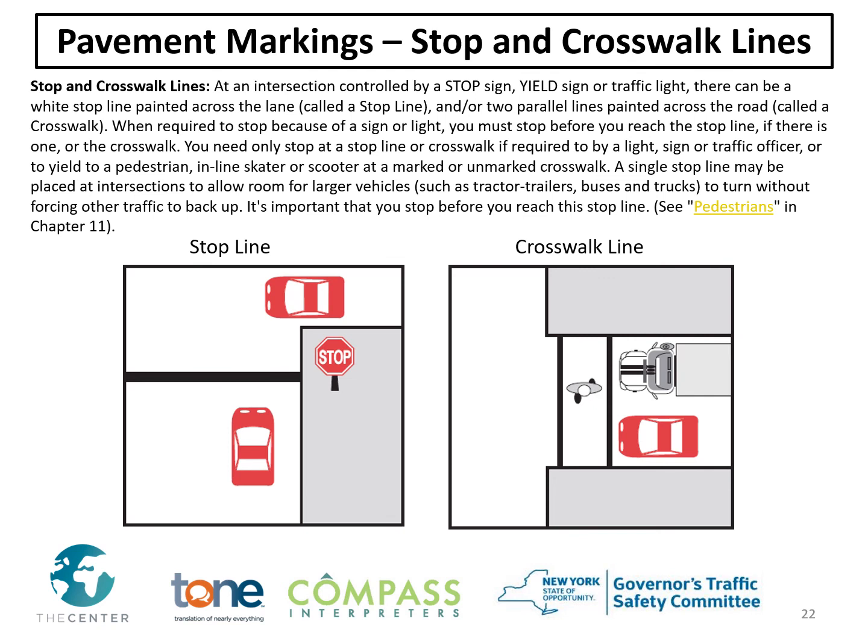You need only stop at a stop line or crosswalk if required to by a light, sign, or traffic officer, or to yield to a pedestrian, inline skater, or scooter at a marked or unmarked crosswalk. A single stop line may be placed at intersections to allow room for larger vehicles, such as tractor trailers, buses, and trucks, to turn without forcing other traffic to back up. It's important that you stop before you reach the stop line. See Pedestrians in Chapter 11.